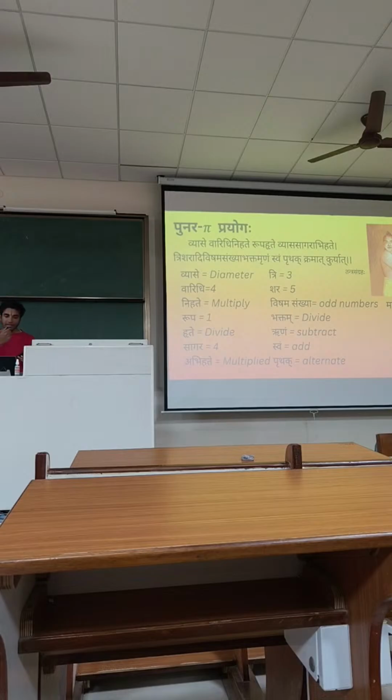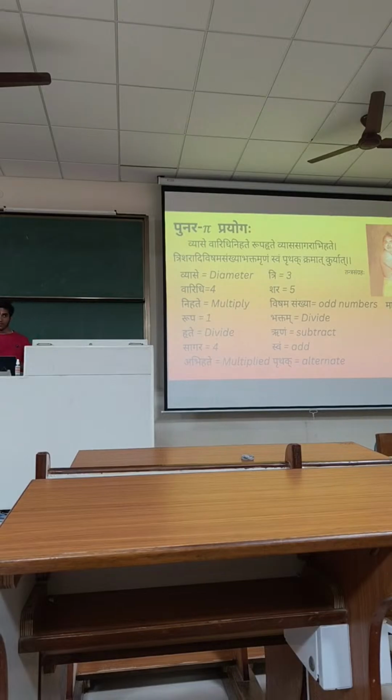So Vyasa is diameter, Varidi is 4, Nihate is multiply. Can somebody guess why is Varidi 4? 4 oceans. Yeah, 4 oceans. So you multiply your diameter by 4 and then divide it by 1. Rupa is 1. Anyone wants to guess why Rupa is associated with 1? Rupa, like Brahman or something. Form. You only have one form.